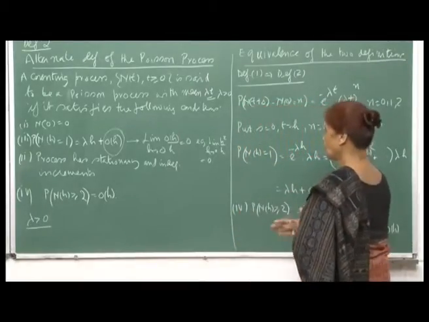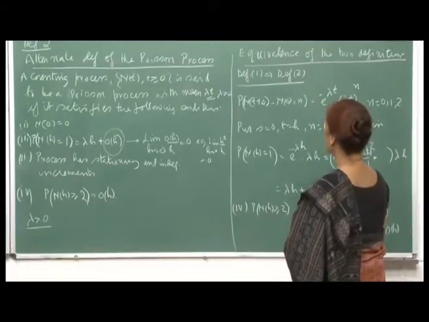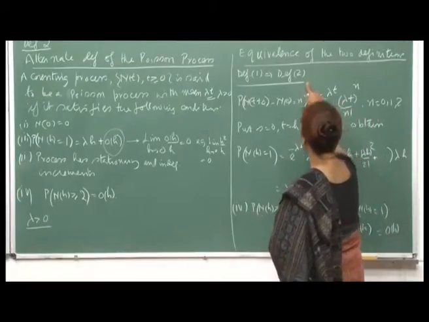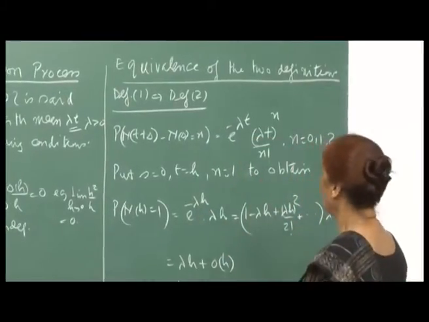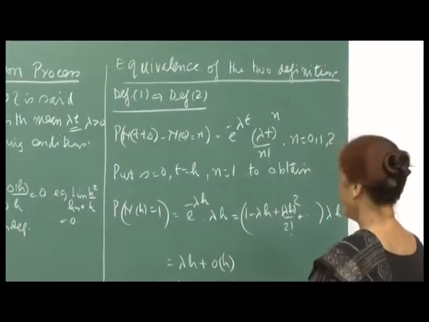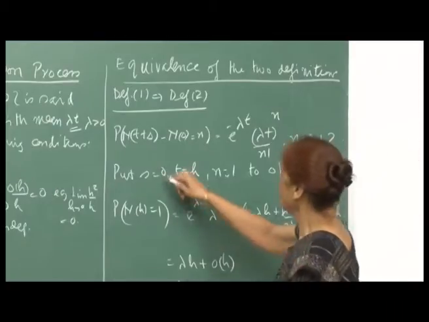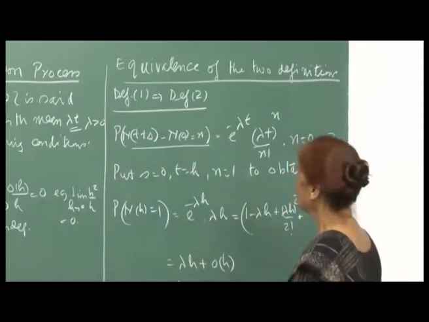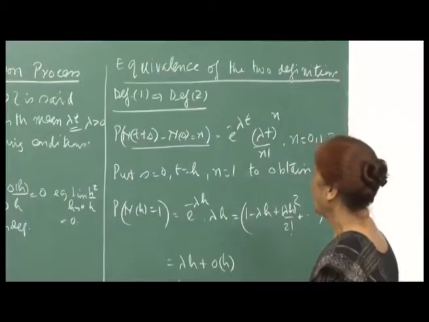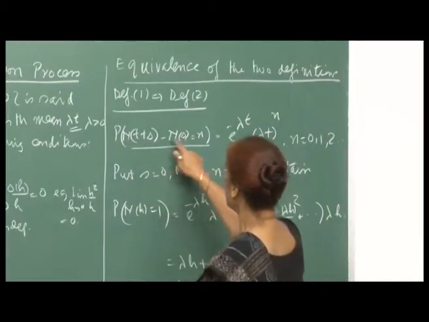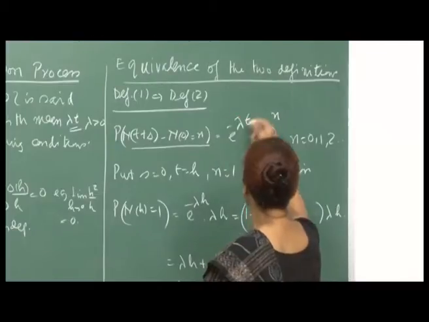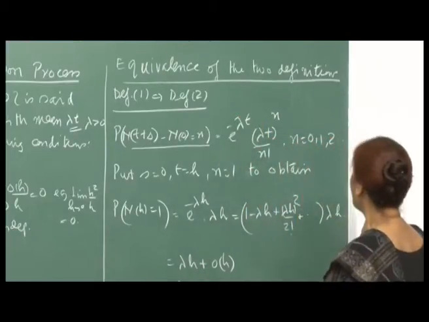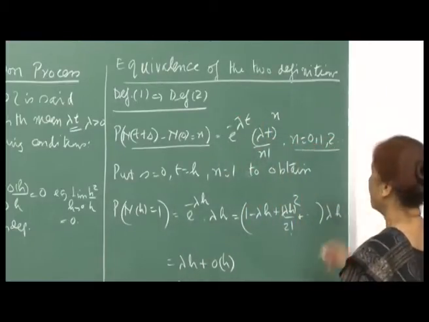So, I will do it both ways. I will first show that definition 1 implies definition 2, and then show you that definition 2 implies definition 1, and this is very interesting and nice, simple. So, here we start with this. Definition 1 says that the probability N(t+s) minus N(s) equal to n is e raised to minus lambda t, and lambda t raised to n upon n factorial, and n varies like this.